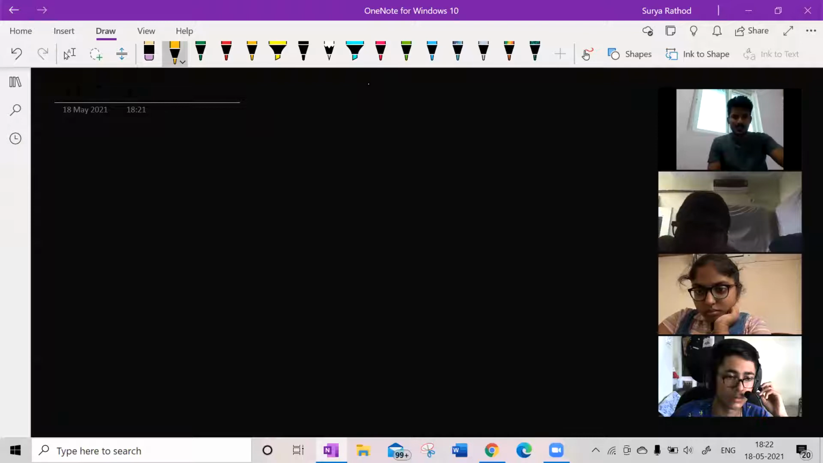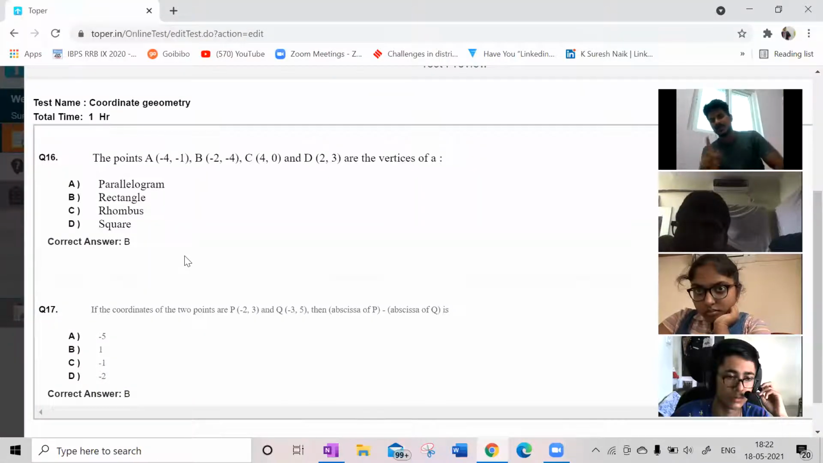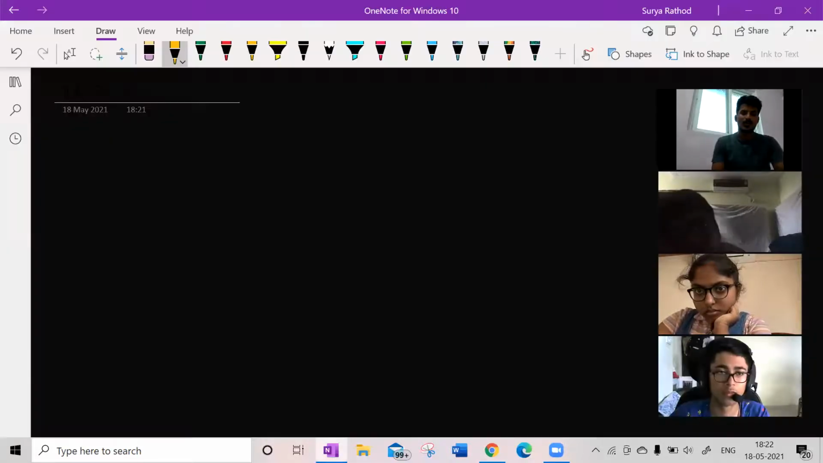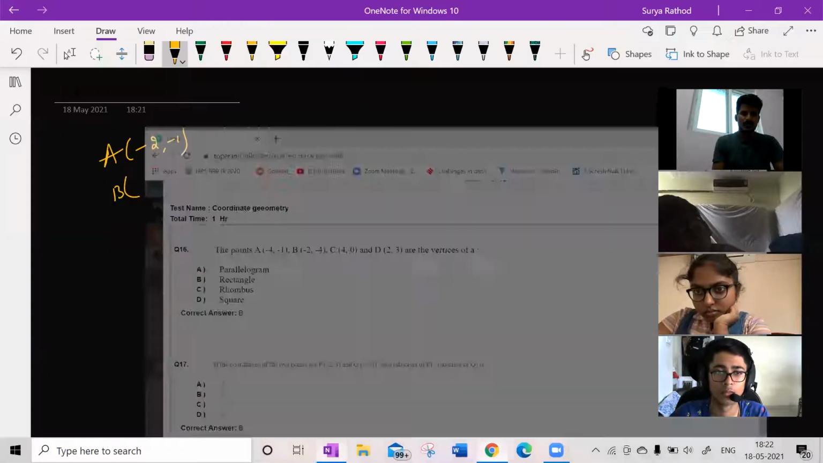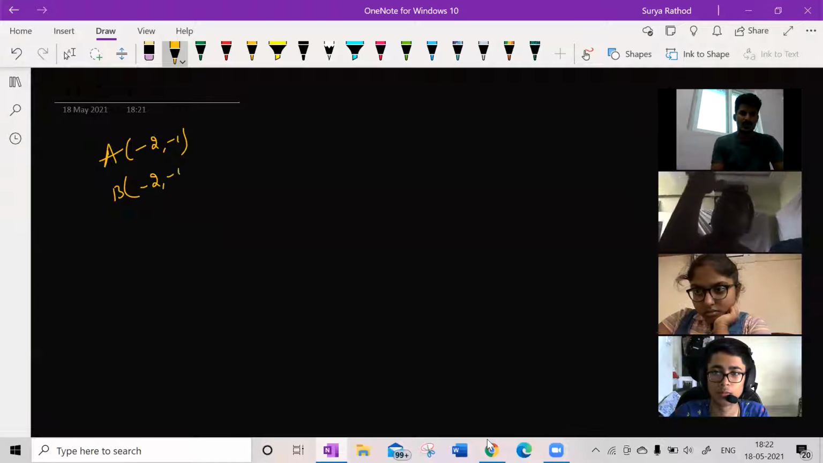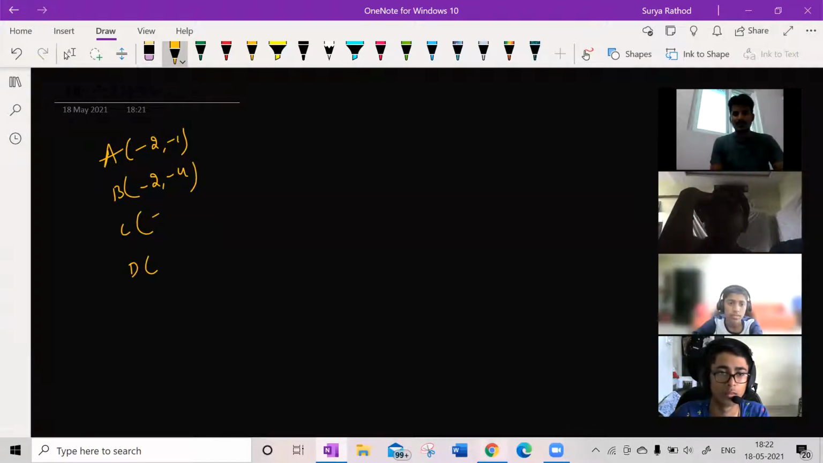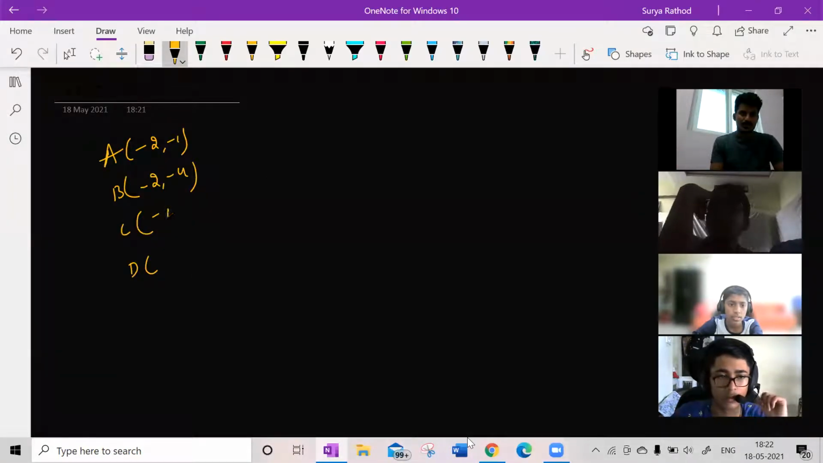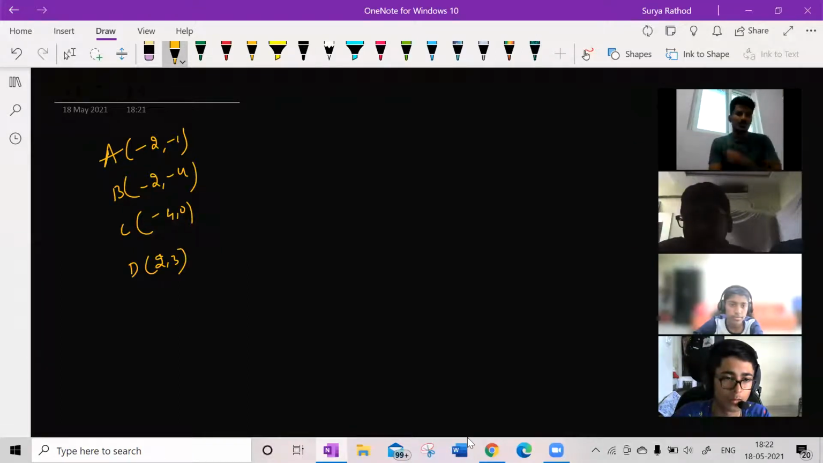So what was the question? Everyone remember one point. Point A was (-4, 1). B was (-2, -4). C was (-4, 0). D was (2, 3). Chalo, so first let us plot these points on a coordinate axis.